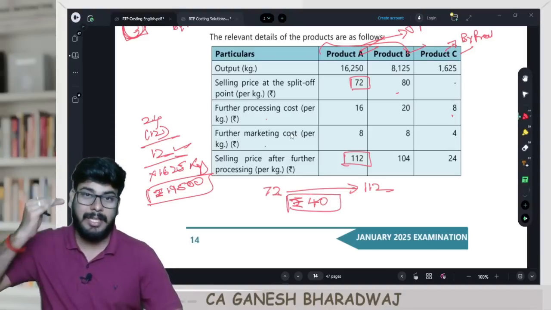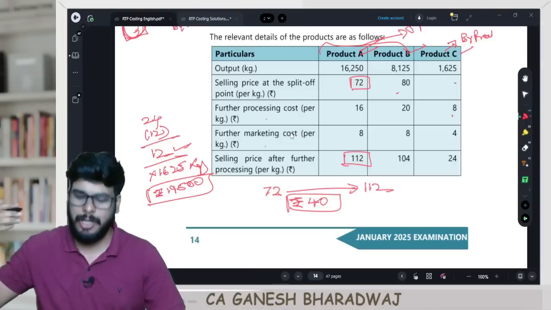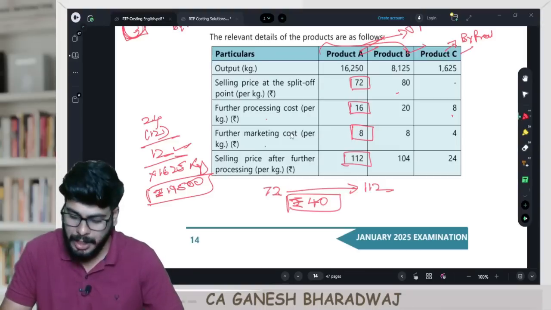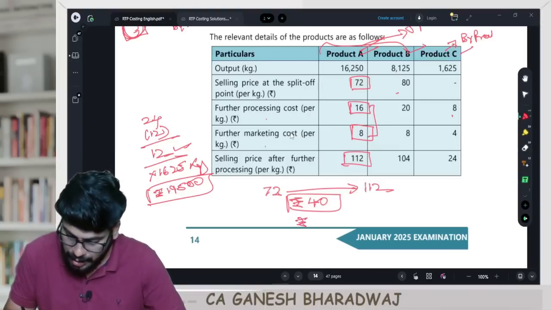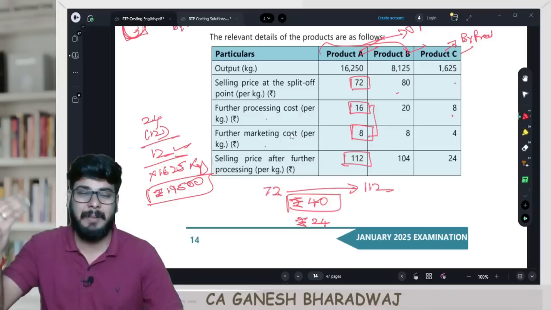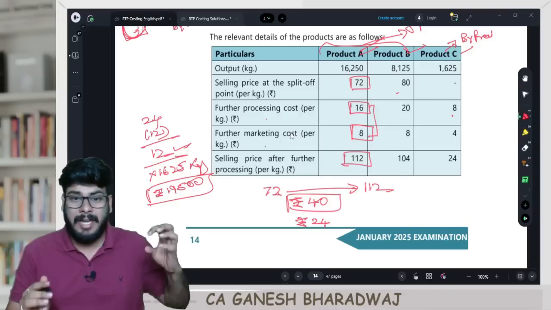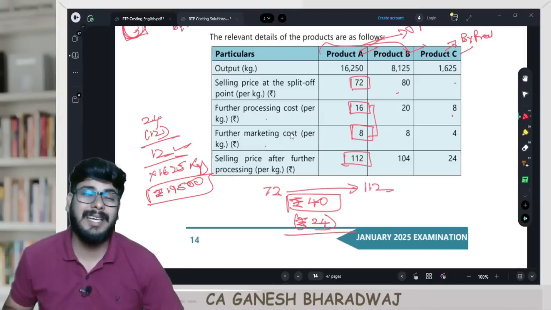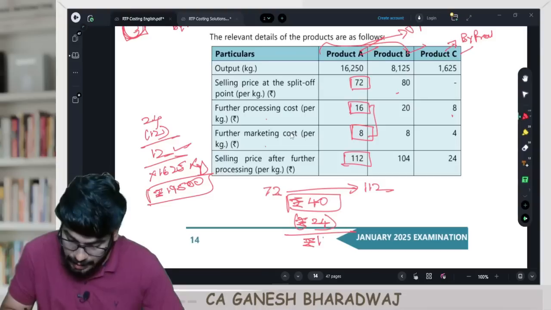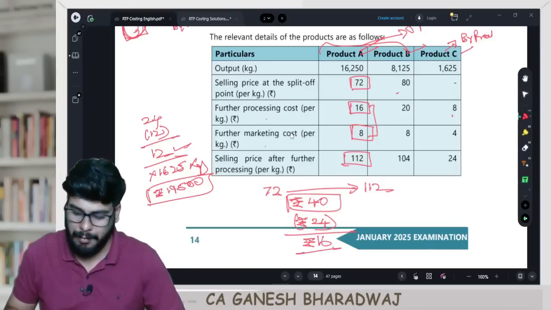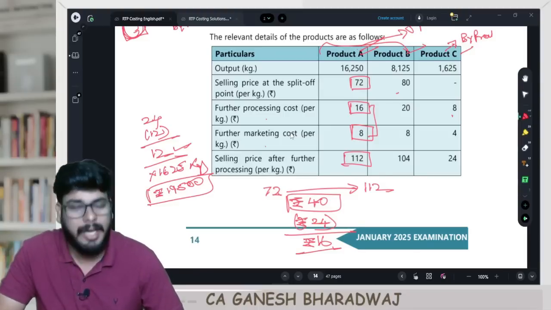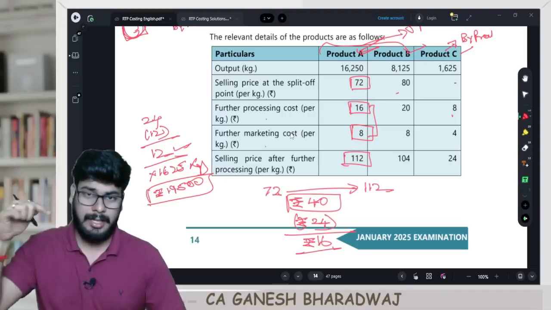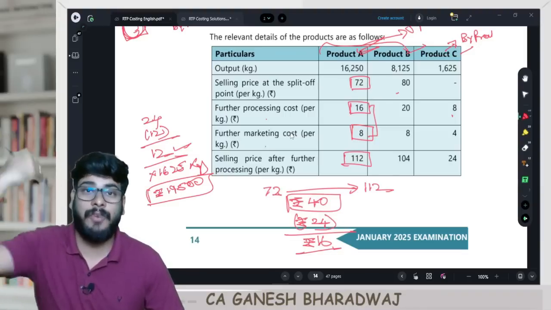Now, for me to get this 40 rupees more, how much extra should I incur? You need to incur a further processing cost of 16 rupees and further marketing cost of 8 rupees. So 16 plus 8 is an incremental cost of 24 rupees. If I incur extra 24, I will get extra 40 rupees. On a per unit level, the incremental profit is 16 rupees for every kg further processed. So should I sell product A at the split off point or further process and sell it? For product A, it makes sense for you to further process and sell.